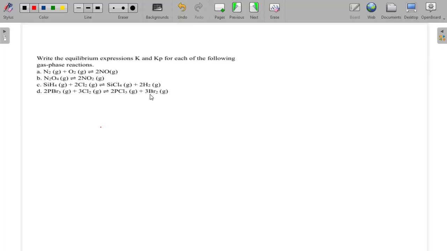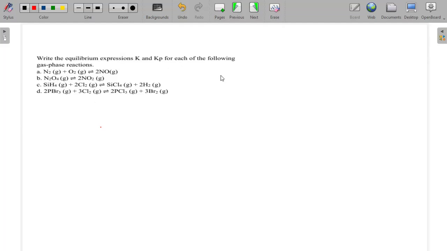In this tutorial, we are going to solve a question from your tutorial sheet 4, which is on chemical equilibrium. It says, write the equilibrium expression K and Kp for each of the following gas phase reactions. So we've been given these gas phase reactions, and we have to write the K and Kp value for the reaction.